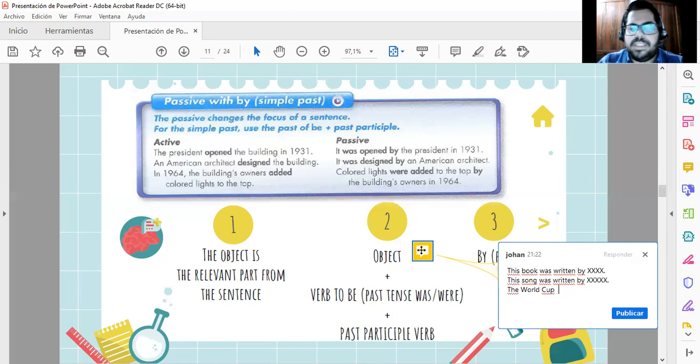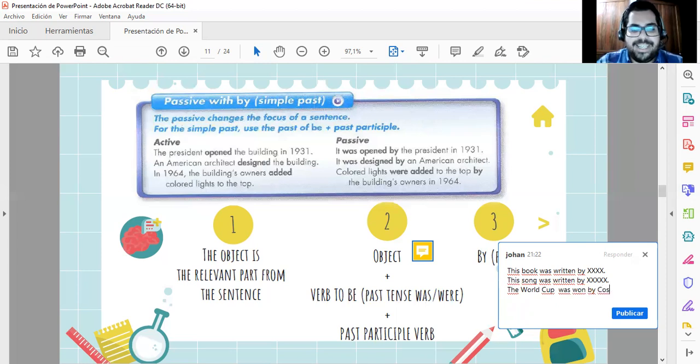Okay, talking about soccer. Let's imagine the World Cup. Take a look, guys. Was or were? Well, we're talking about the World Cup. It is only one, so singular, right? So we say was. And what about the third column of win? So we have win, won. So was won by Costa Rica.